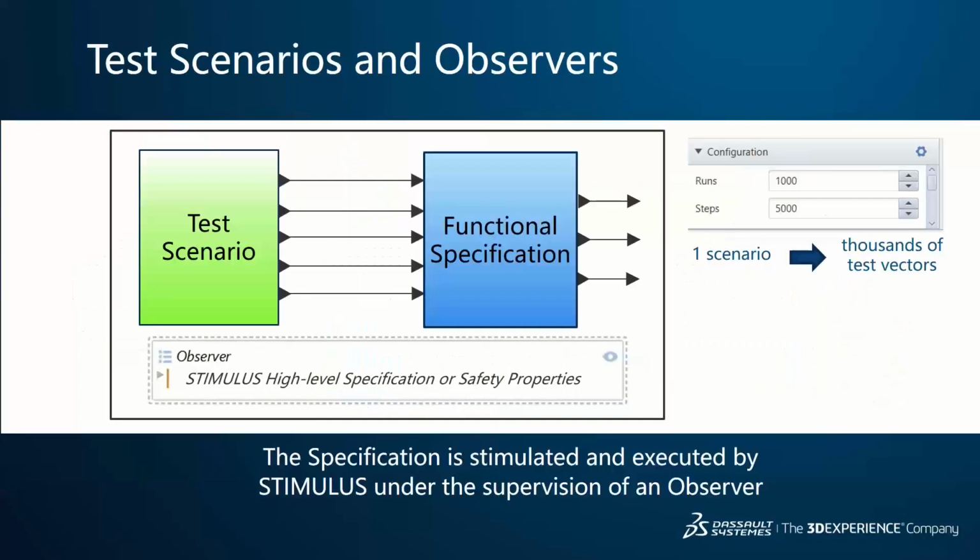So in other terms, here is another representation of the same thing. A test scenario in green, from which you send stimuli and execute the spec. Possibly in an observer, you can see this eye symbol. You put any property you like, get it running, and observe when you have a violation.